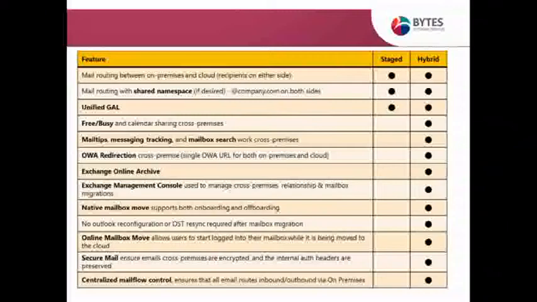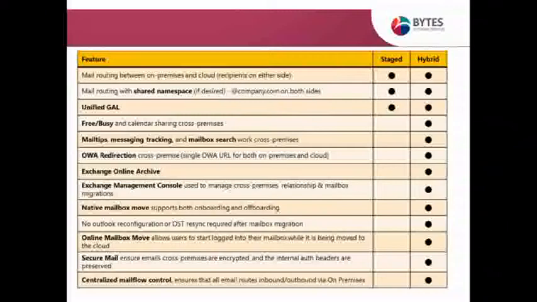Mailbox search allows you, if you've got a compliance officer or you need to search across mailboxes, you're able to select, let's say, 10 mailboxes on-premise and 10 mailboxes in the cloud, and you're able to give permission to a compliance officer to search across those 10 mailboxes, and it will do that across the two environments and return the results.